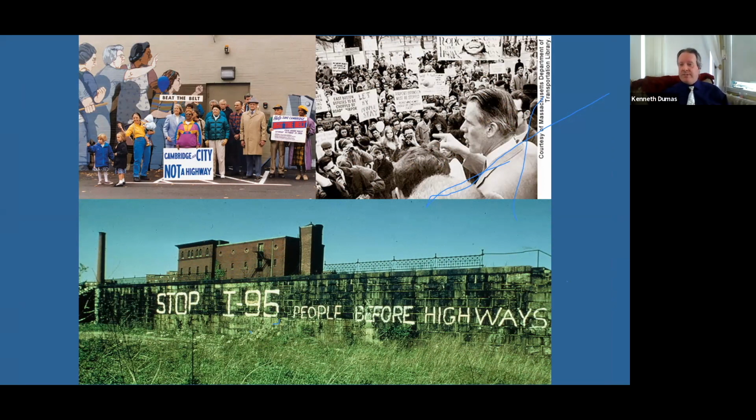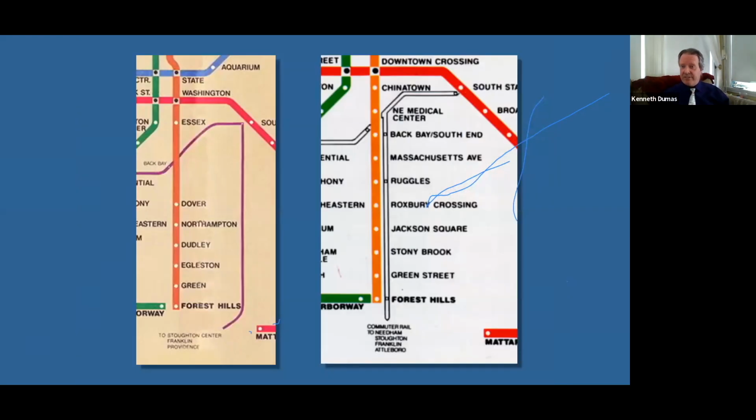The reason why I'm telling you all this is because when it came time for the T to come out with its new version of its spider map in 1987, they did not want to make reference to any of this. And so as a result, they simply left the design the same, but just changed the station names.